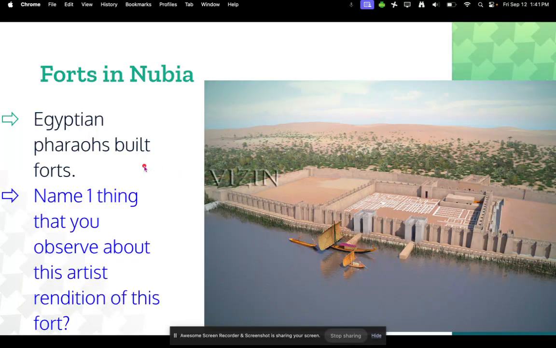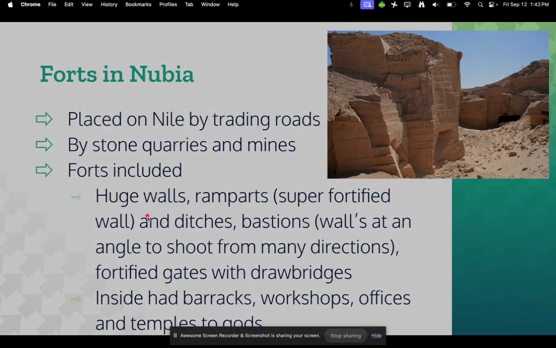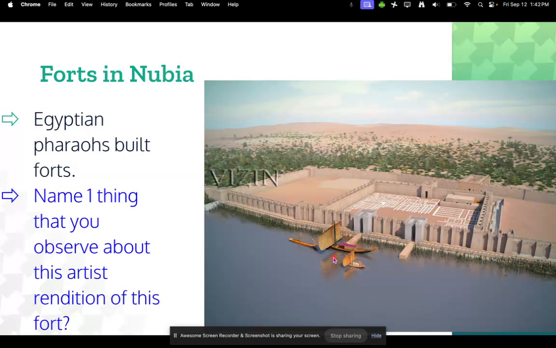All right, like we said before, Egyptian pharaohs liked to build forts. So here's an artist rendition of one of the forts in Nubia. So name one thing that you observe about this artist rendition of this fort. So you might say things like, oh, there's a port, there's some boats, it's on the water, it has big walls, it looks like it has big gates, looks like it has some sort of structure maybe laid out right here for living quarters or working quarters or something like that.